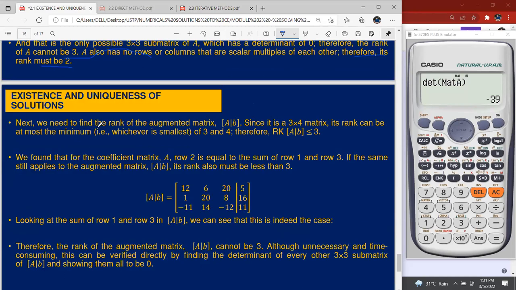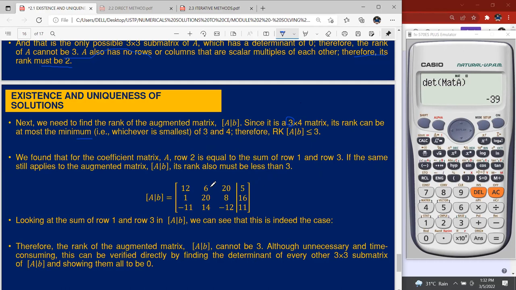Next, we need to find the rank of the augmented matrix. Since it is a 3 by 4 matrix, its rank can be at most the minimum of 3 and 4, so at most 3. We found that for the coefficient matrix A, row 2 is equal to the sum of row 1 and row 3. If the same still applies to the augmented matrix, its rank also must be less than 3.